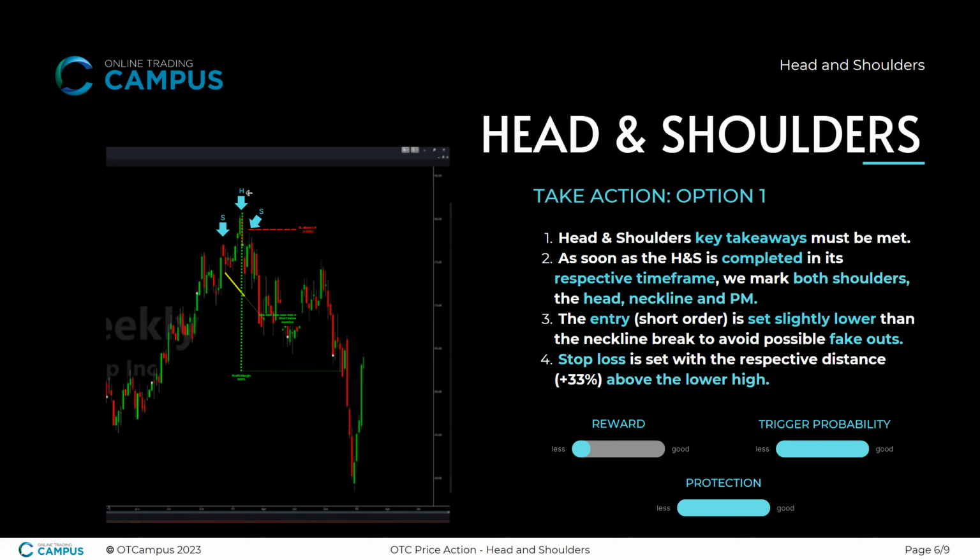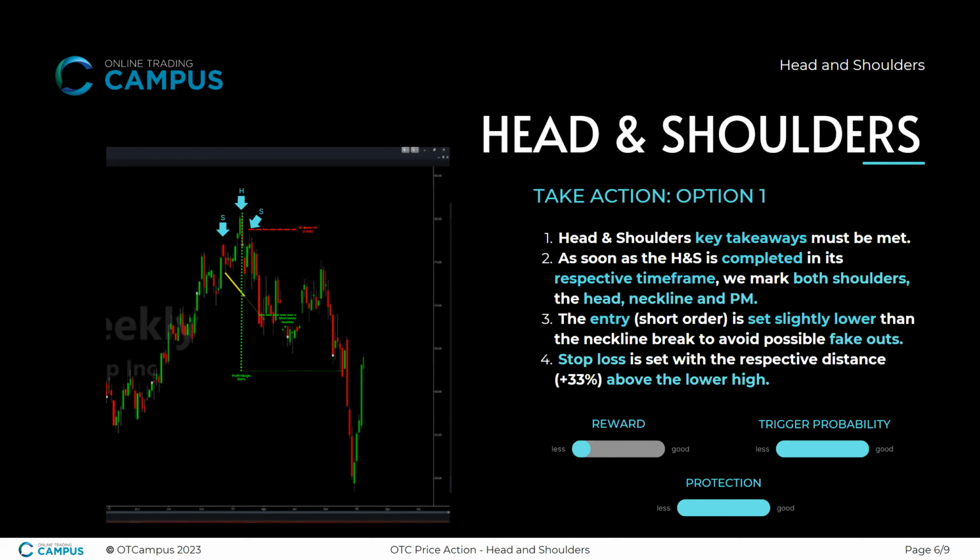The head is the highest point above both shoulders. We have a neckline here, that's a yellow line. We connect the lowest point of the left shoulder and the right shoulder, our 100% range, and we add the 100% below again for our profit margin. What is here the next step? As soon as the head and shoulders is completed in its respective time frame, we mark both shoulders, the head, neckline, and profit margin. That's our job, okay?